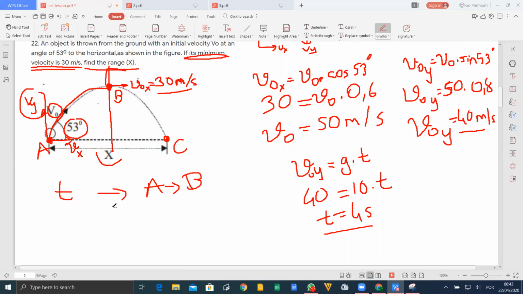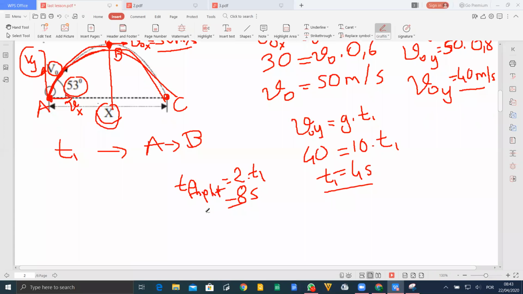A to B. But to get X, we need to consider the whole motion. So if the time taken, let's say t1, is 4 seconds, and then t flight, the total time of flight, is equal to 2 times t1, because it takes 4 seconds here, another 4 seconds here, so totally 8 seconds. Now we know that the total time of flight is 8 seconds, and then we can write the formula of X. X was equal to Vx, or V0x anyway, times t flight.